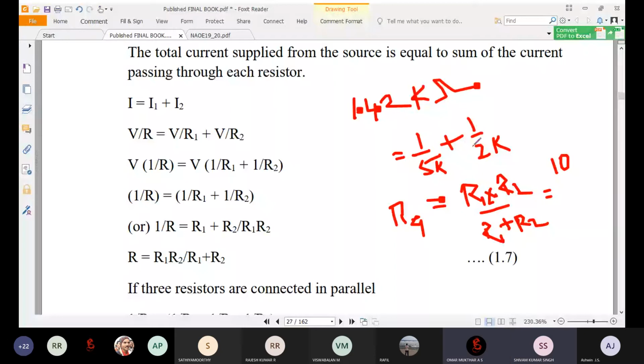K square, sir. 5,000 multiplied with 2,000, what will be your answer? 10 into 10 to the power 6, sir. Divided by, here you are doing addition only. So 5,000 plus 2,000 is nothing but 7,000, 7k. Here I am having 10 to the power of 3. In the numerator I am having 10 to the power of 6. Sir, please stay in one place, the cursor.